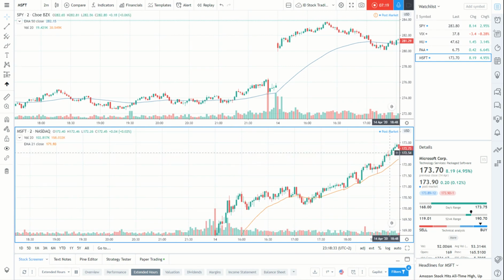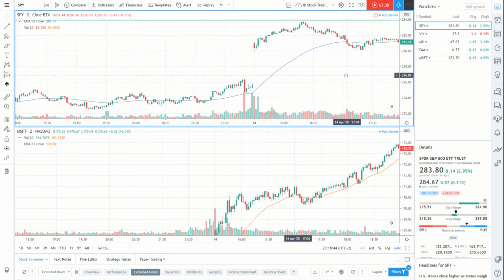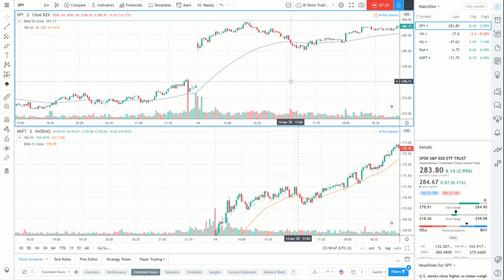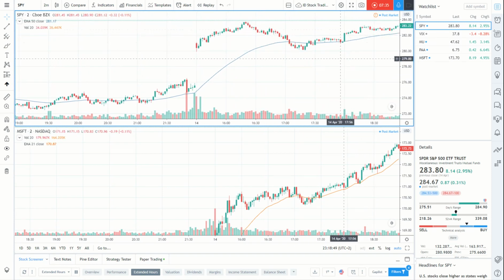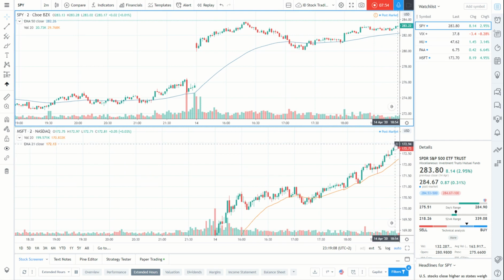I actually took a partial at 172.20, give or take, because of, again, the way the S&P started to look, because it was already on the way up, but struggling to break further. But in the end, Microsoft proved its strength and gave me a nice profit with the rest as well. So really stoked about it.